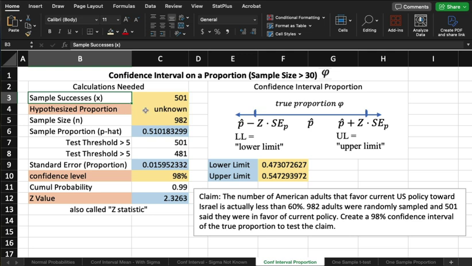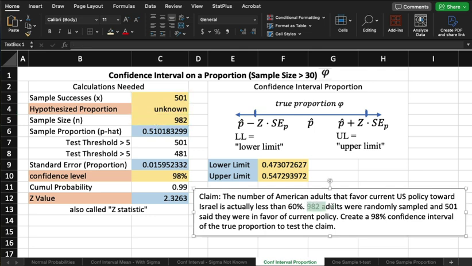Depending on the problem you're given, sometimes you're just given what the proportion of a sample was. Sometimes it'll just tell you, 50.2% of adults in the survey said such and such. If it says 50.2%, then you would type that in here into the p hat. You could type it in as a percentage. But in this problem, we were given our x and our n.